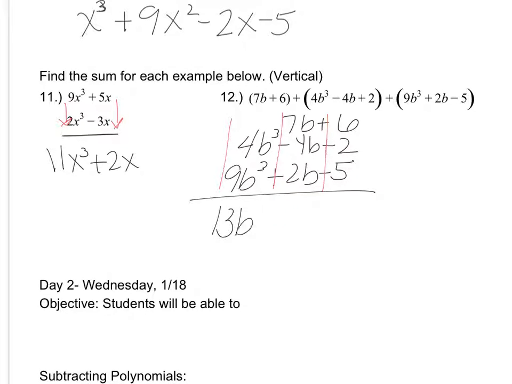This is 13b to the third. 7b minus 4b is 3b, plus 2b is 5b. 6 plus 2 is 8, minus 5 is a plus 3. And this is the sum of those polynomials added together.